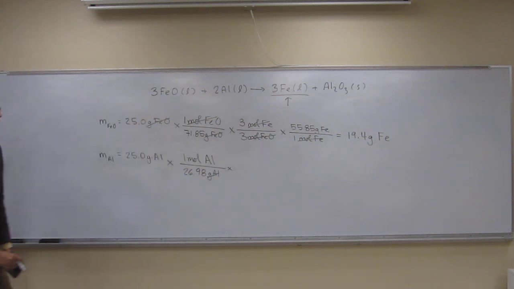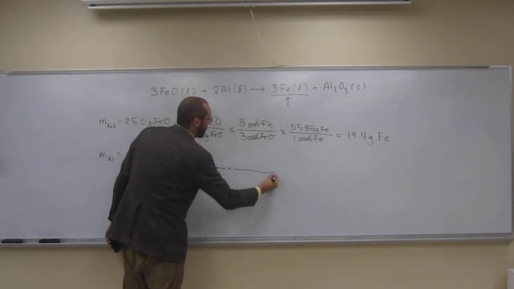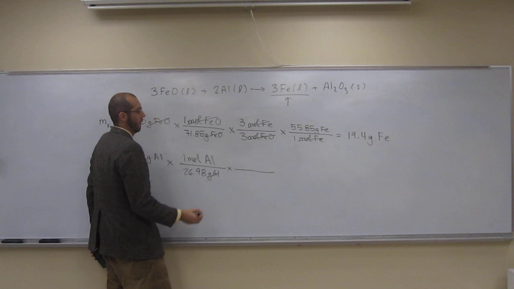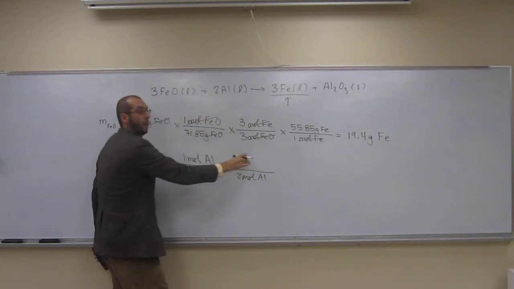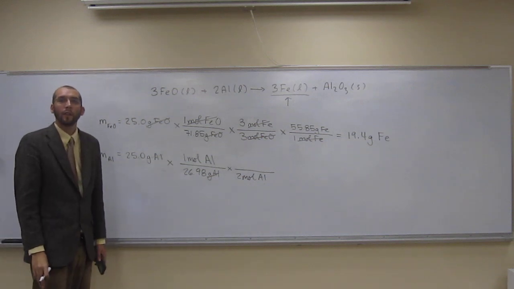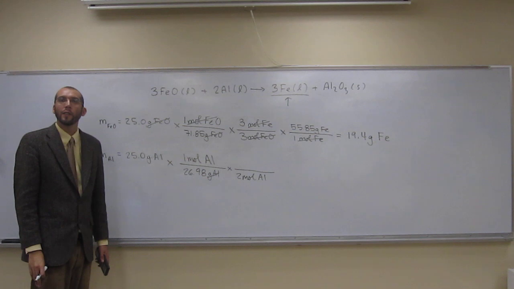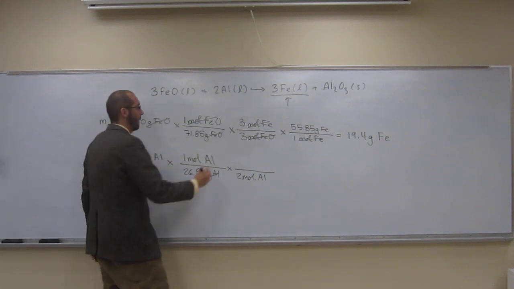Now what? Molar ratio. Of what to what? What's on the bottom? Aluminum, 2 moles of aluminum. On the top, 3 moles of iron.